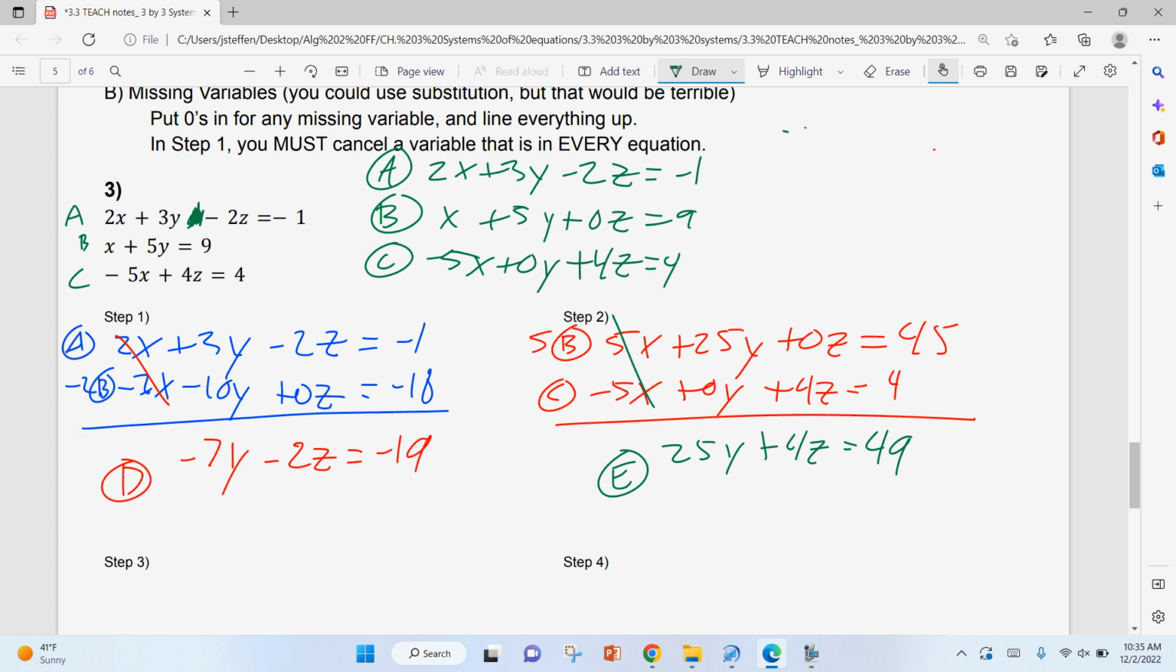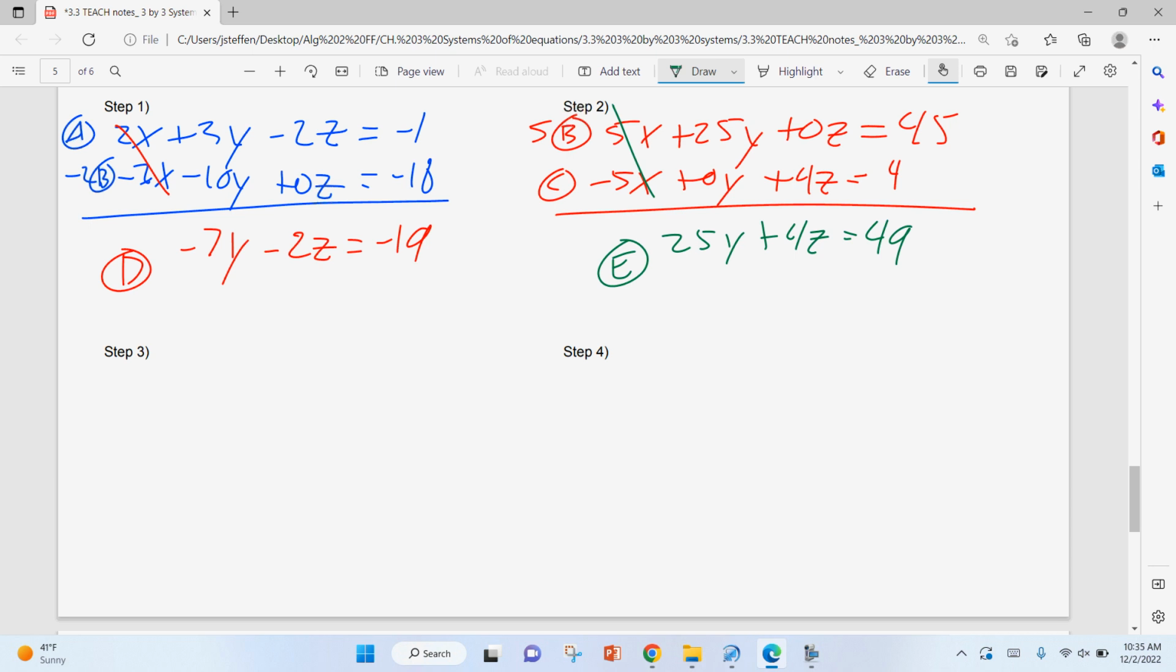Yes. Because I want to cancel my x's. And so if I multiply my b by 5, I'll get a 5x, and then c has a negative 5, so it cancels nice. Now again, technically, you could have used a and c. You would just have to multiply the a by 5 and the c by 2, so then the x's cancel with the 10 x's. It's possible, it's just a little bit more difficult than if you use b, where all I have to do is multiply b by positive 5. Does that make sense? Cool.